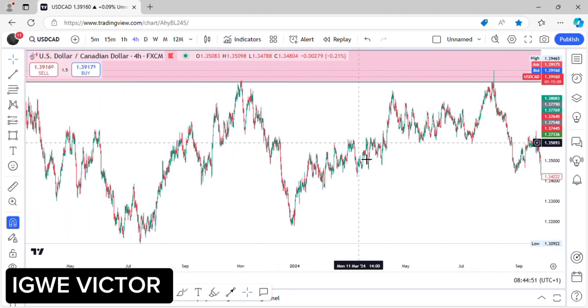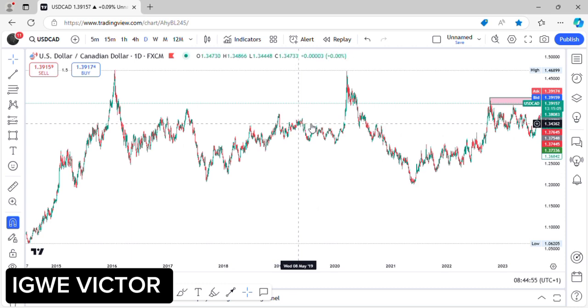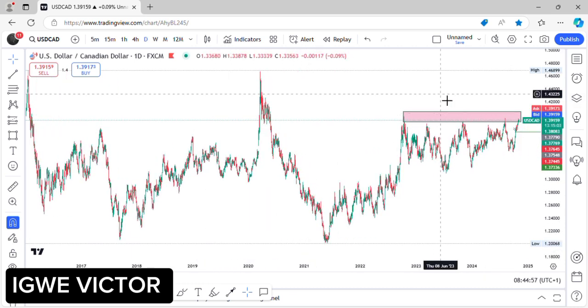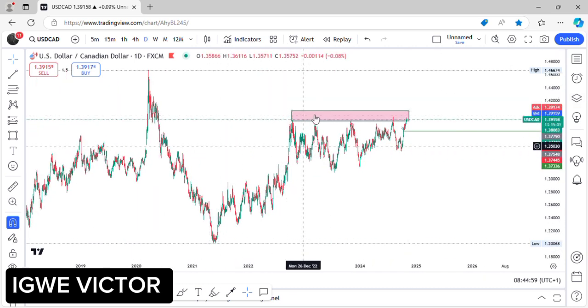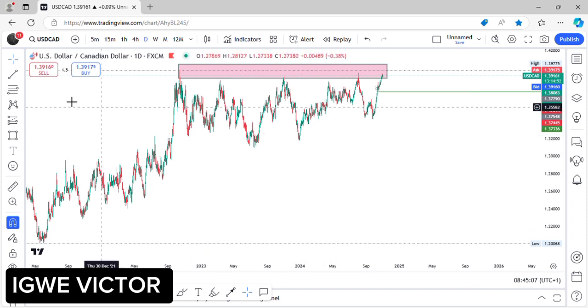You can see that top right there. Let me go to the higher time frame so you can see clearly how I plotted it. This is on the daily time frame. This place where I plotted this rectangular box is a resistance zone. You can see how whenever price gets to that zone, it always reacts.